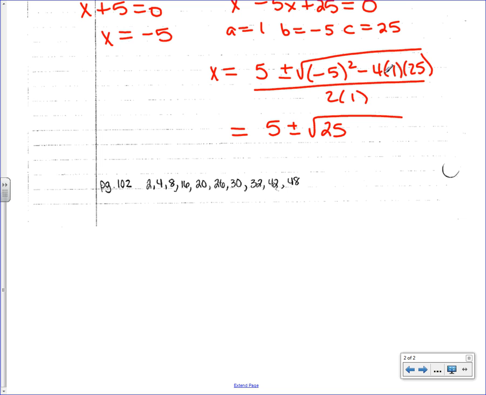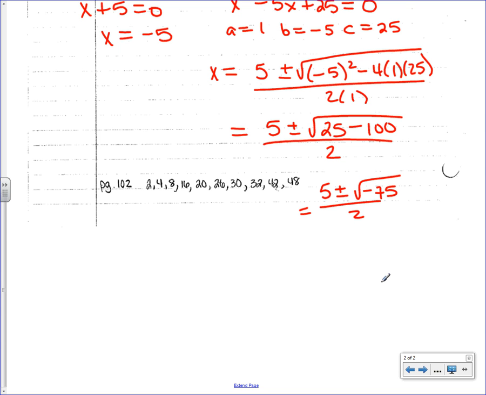And then what sign does all this get? A negative or a positive? Just one negative sign, so negative, right? What's 4 times 25? 100, all over 2. You simplify that square root as much as possible before taking the square root. So what's 25 minus 100? So 5 plus or minus the square root of negative 75, all over 2.